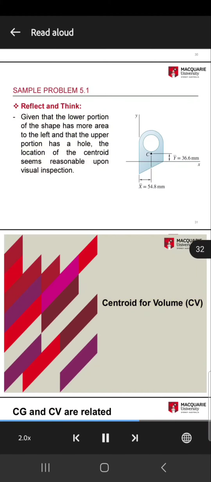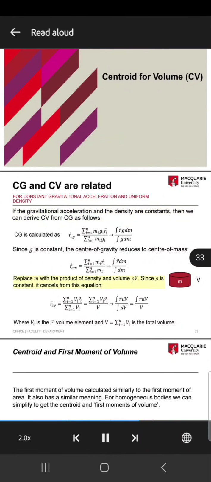Centroid for volume. The center of gravity and the centroid are related. If the gravitational acceleration and density are constants, then we can derive the centroid from the center of gravity as follows. Replace the weights with the product of density and volume. Since density is constant, it cancels from this equation.